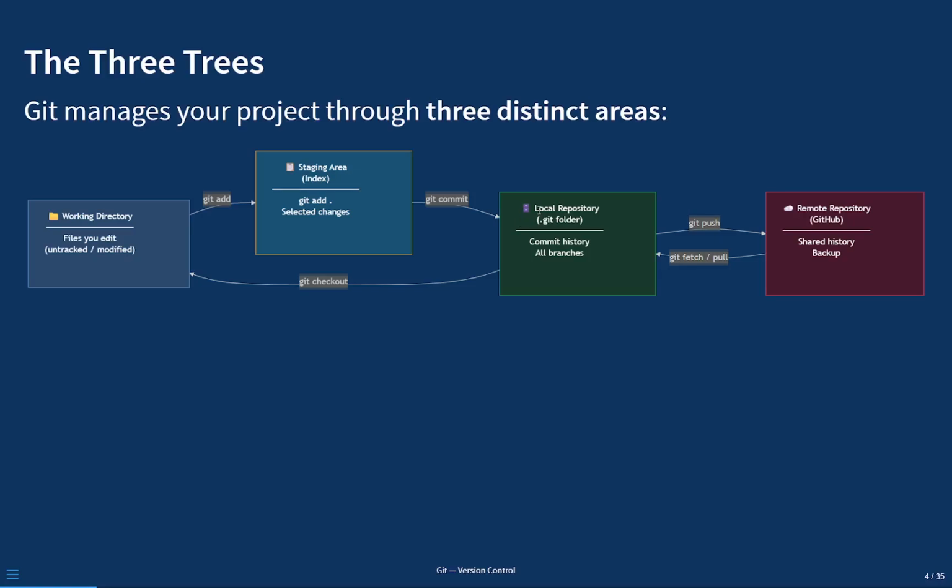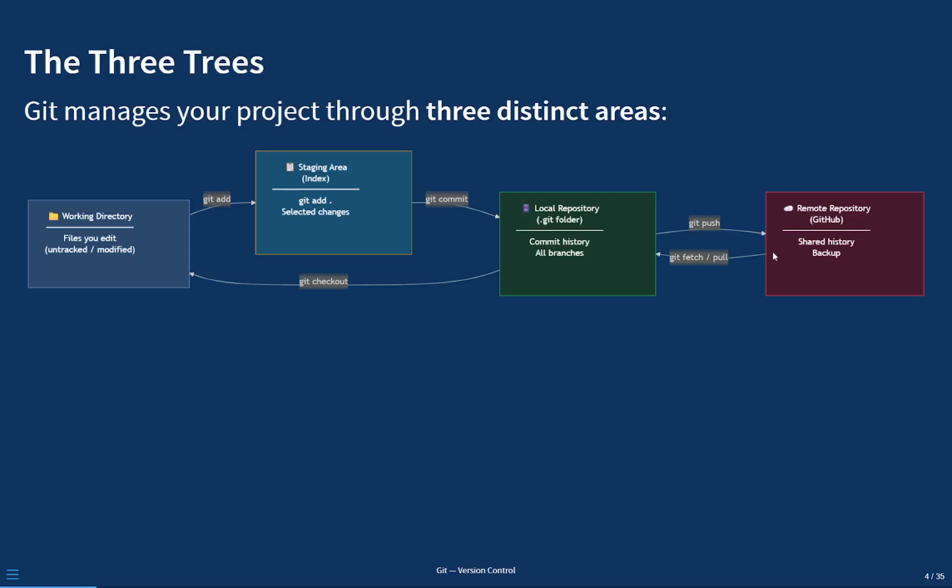The local repository is where commits live permanently. When you run git commit, Git takes everything in the staging area and writes it as a new immutable snapshot into the .git folder on your machine. This is your full local history. The remote repository, on GitHub, GitLab, or wherever, is a copy of your local repository that you share with your team. Git push sends your commits there. Git fetch and Git pull bring their commits down.